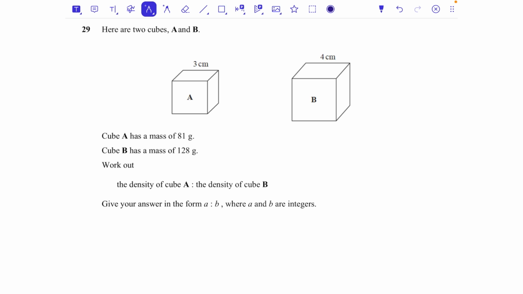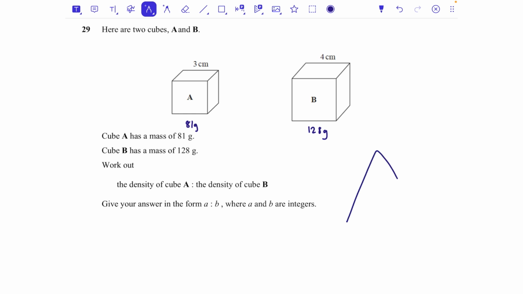Question number 29. Here are two cubes A and B. Cube A has a mass of 81 grams and cube B has a mass of 128 grams. Work out the density of A to the density of B, and we want that as a ratio. Give your answer in the form A to B, where A and B are integers, so whole numbers.